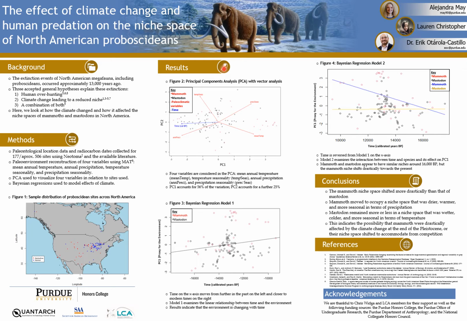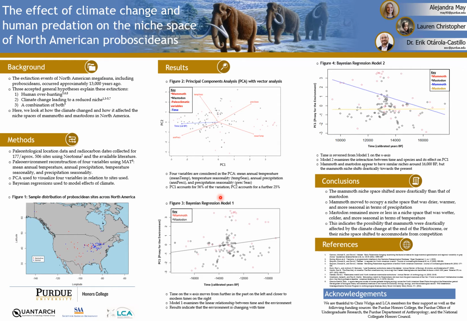We began our analysis by using a PCA plot to graph PC1 against PC2. In this plot, the red dots represent mammoth sites and the black dots represent mastodon sites. We conducted a vector analysis to visualize the effect of the paleoclimatic variables and time on the PCA. A vector analysis shows the direction and magnitude of an effect.